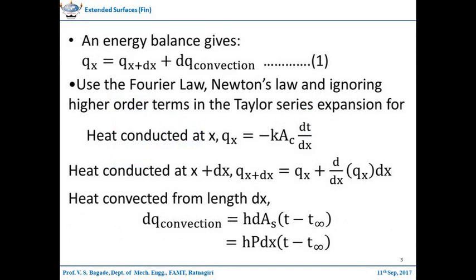Now we'll apply the energy balance. That is, heat conducted at x is equal to heat conducted at x plus dx plus heat convected between x and x plus dx, or qx is equal to qx plus dx plus dq convection. By using Fourier's law, Newton's law, and ignoring higher order terms in the Taylor series expansion, heat conducted at x, qx, is equal to minus k Ac into dT by dx, where k is the conductivity, Ac is the cross sectional area, and dT by dx is the temperature profile.